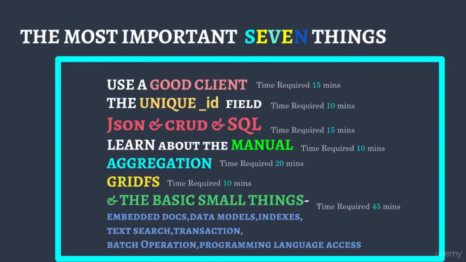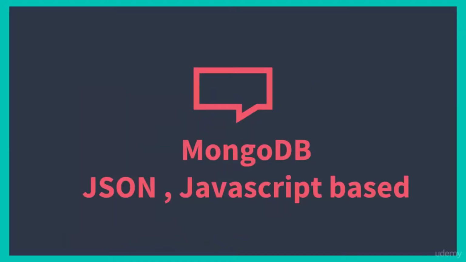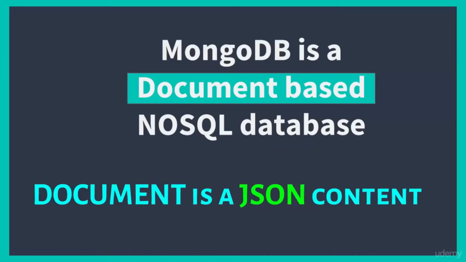The most important 7 things before we get into the MongoDB course. That is, try to use a very good client with MongoDB. The time required for this will be less than 15 minutes. In MongoDB, everything is JSON and JavaScript based. You'll be playing with JSON content. A document is nothing but a JSON content. So this you need to understand it clearly.